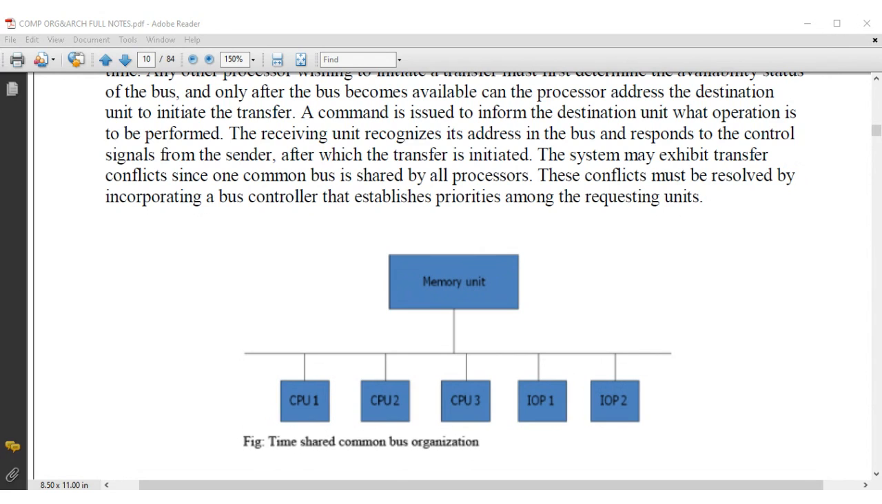It might take too long for execution of data. Yes, there is an issue of system speed. That is true. System speed is compromised. It is slow because there is only one channel. Yeah, that is true, Ronnie. Still the issue of system speed, it is slow. Then there is also another disadvantage of transfer conflicts.